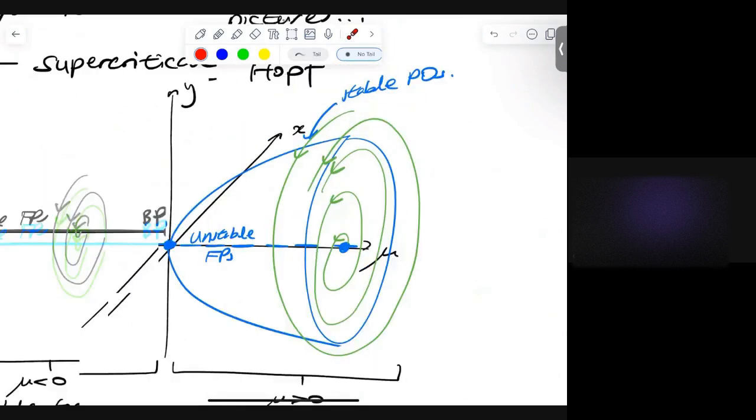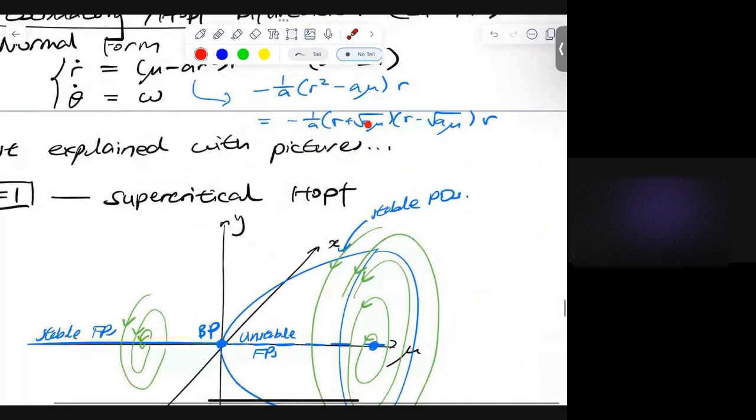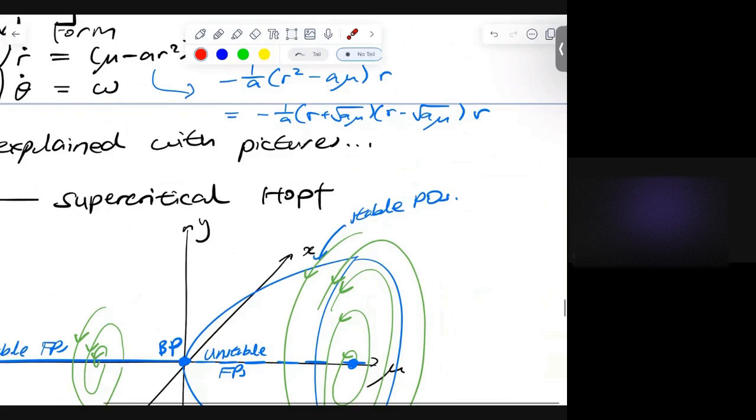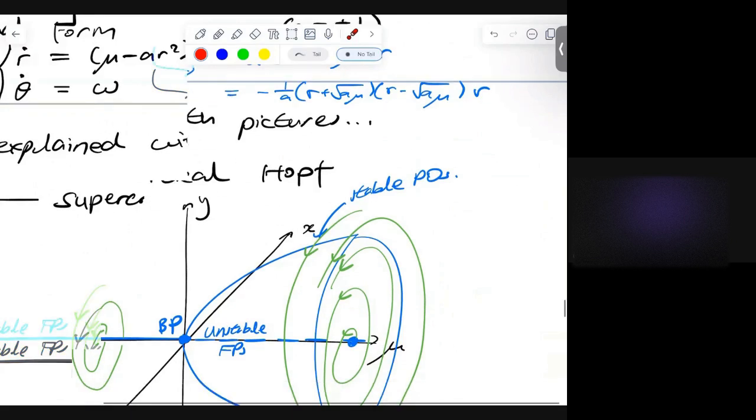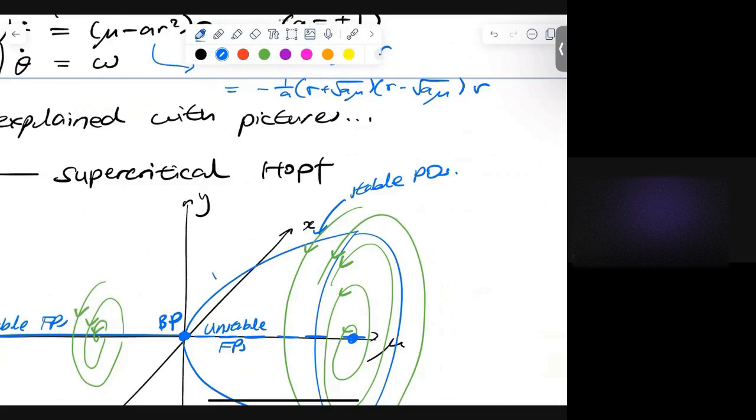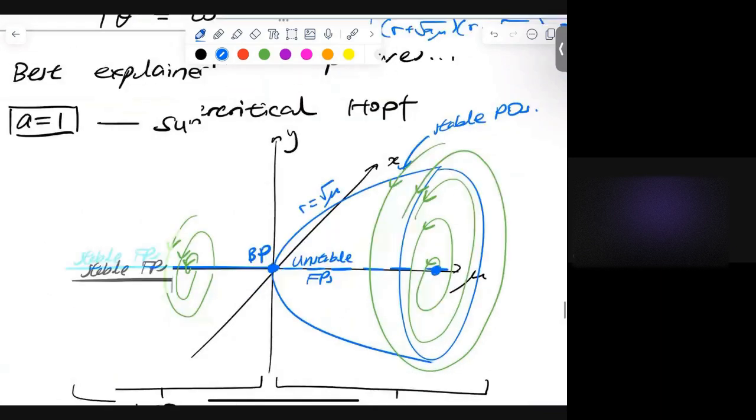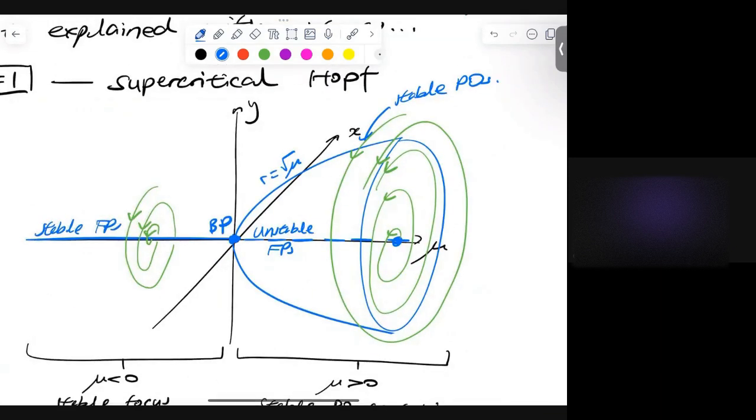And for mu greater than 0, you get 3 solutions. So you have r equals 0 as before, and we just get r equals root a mu because r is clearly positive. In fact, let me write that here. So r equals root a, root mu actually, because a is equal to 1. So essentially, as mu increases here, we're getting a stable periodic orbit at each value of mu that has radius root mu.